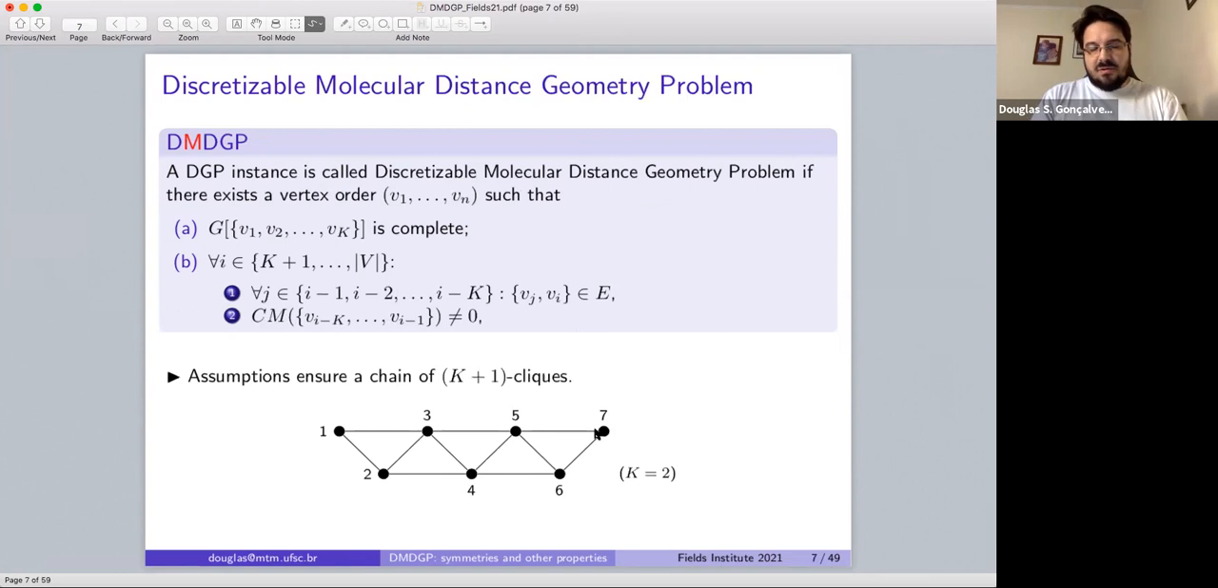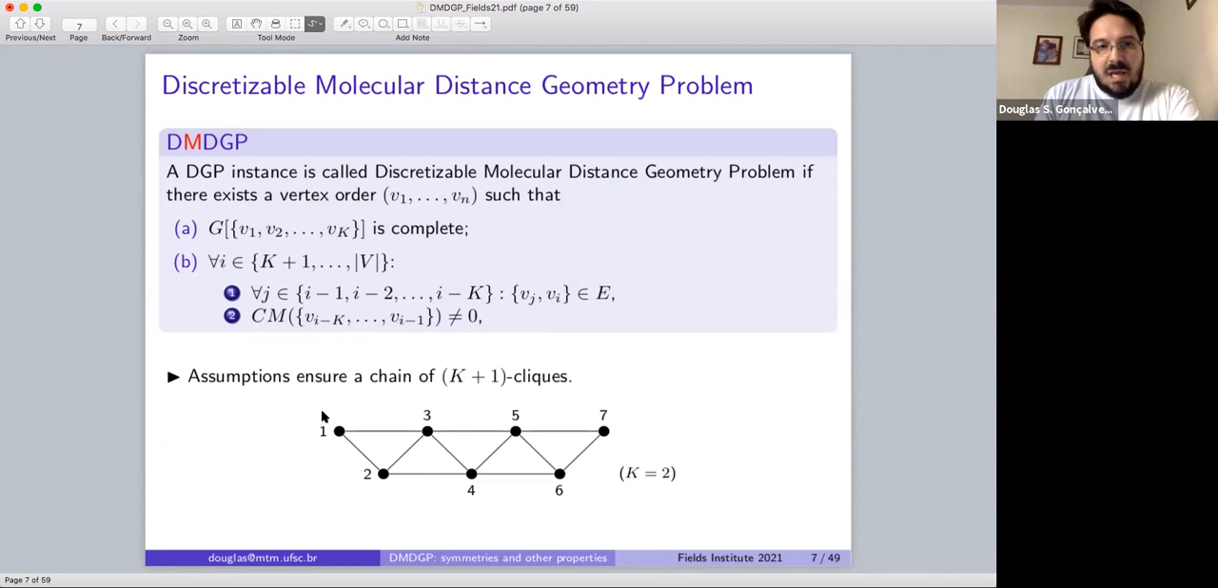In fact, I will consider a subclass of the DDGP, which we call the DMDGP, where we change the second assumption and we ask the adjacent predecessors to be contiguous. We ask for immediate adjacent predecessors. So for each vertex v_i with i greater than k, it must be adjacent to the vertices i minus one, i minus two, up to i minus k. And if you have this condition, we can rewrite the second condition, where we ask the positions for these vertices to lie in an affine space of dimension k minus one, using the Cayley-Menger determinant, asking the Cayley-Menger determinant to be non-zero.